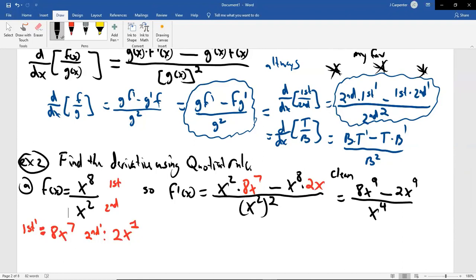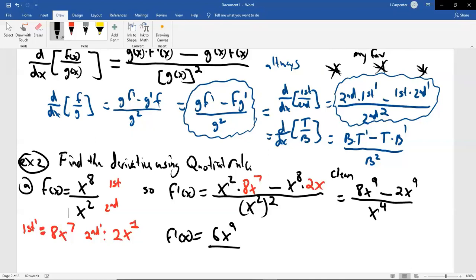There is no excuse in a calculus class not to know your algebra rules. It's kind of like when you go to driving school and then we put you on the road, you're on the road now. You got to know the rules of the road. Algebra being the rules of the road. And we can clean this up. We can combine the top. So our f prime of x, 8x to the 9th minus 2x to the 9th is going to be 6x to the 9th.